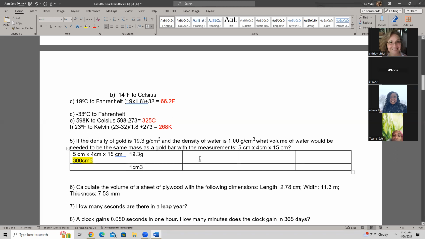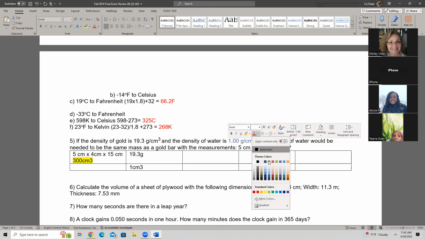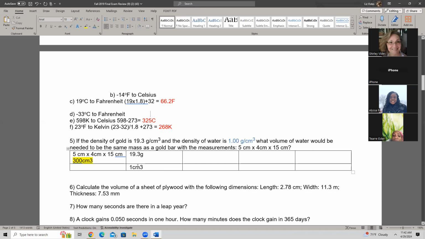And now I'm going to use this one in blue. I'm going to change it to blue so that you understand that I'm actually using the units for water. So this was gold. Now I'm using the water. For this one it is 1.00 grams for every 1 cubic centimeter of water. All you got to do is multiply 300 times 19.3, and you got your answer.